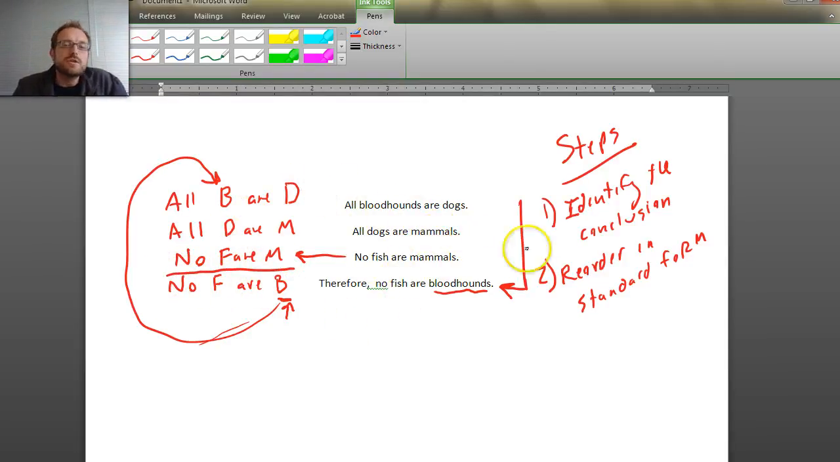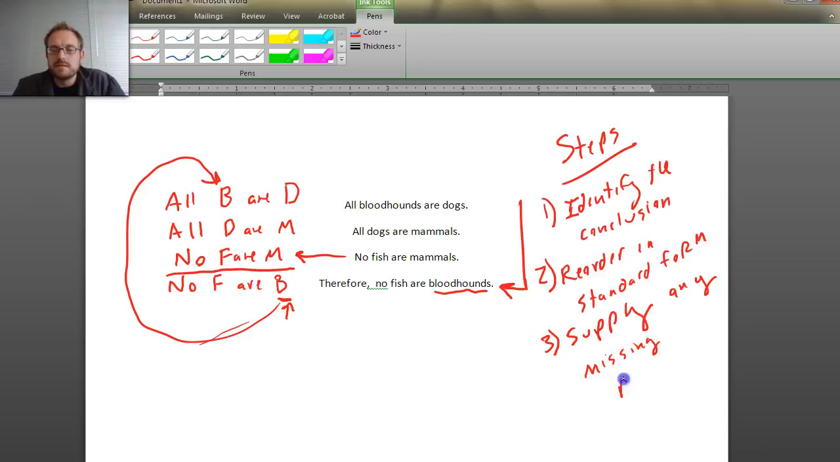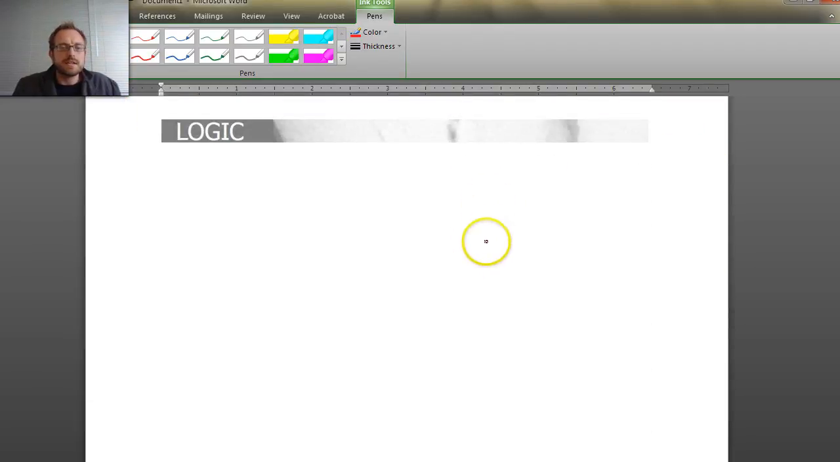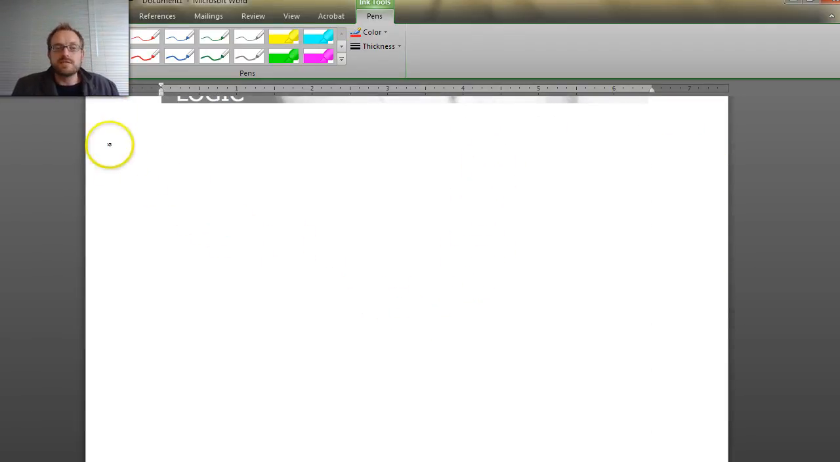Now, what we're going to do is reorder in standard form. Step 3, we're going to supply any missing premises or conclusions. I'll do a problem here in a sec that shows us. And then finally, step 4, once we've done that, we test for validity. This is the real simple procedure you're going to have to follow when you get these Sorites problems. And it's really not too difficult, right? In fact, your book, Patrick Hurley, the textbook here, talks about the idea that there are really 2 ways to test for validity. So let's quickly do that.